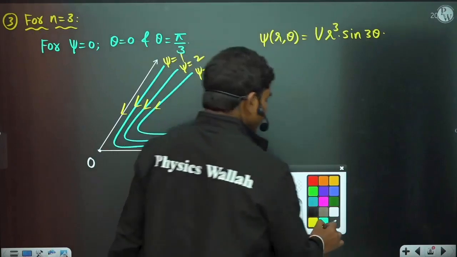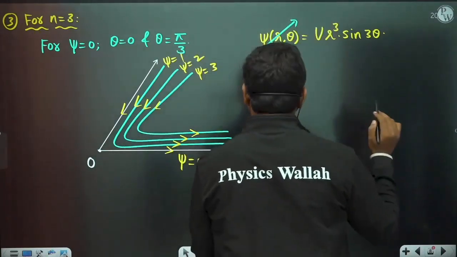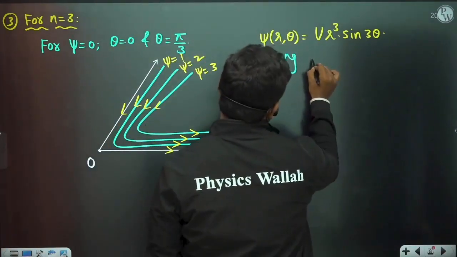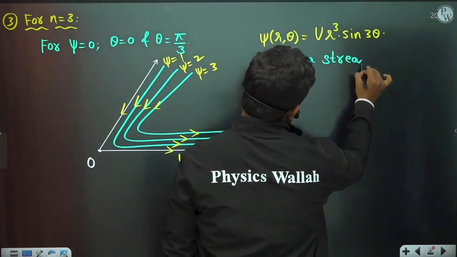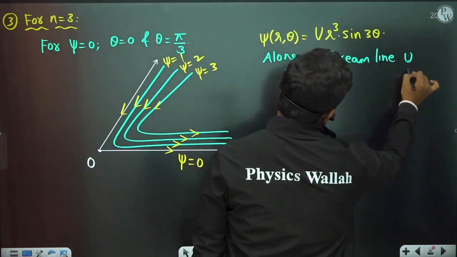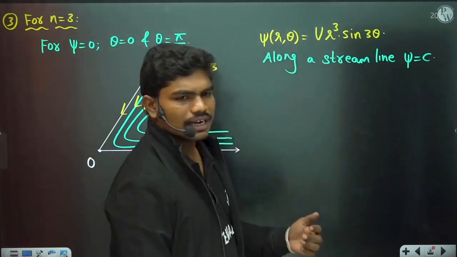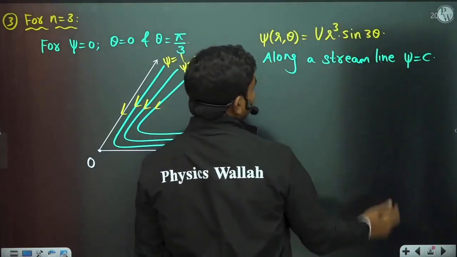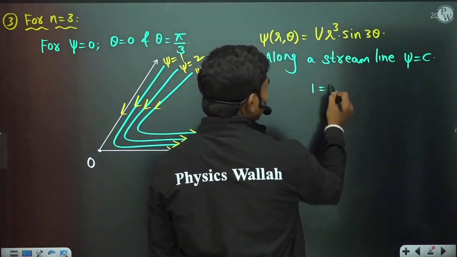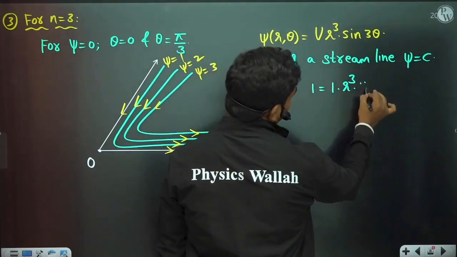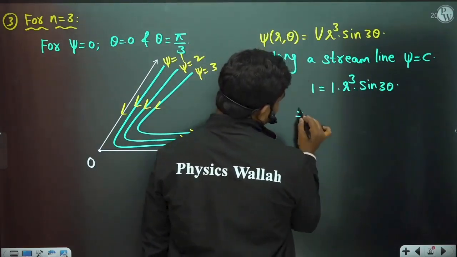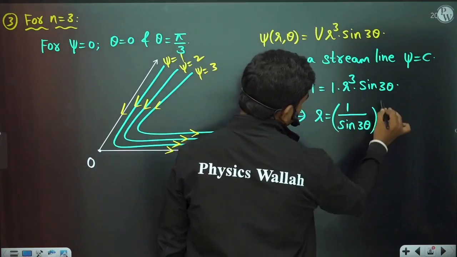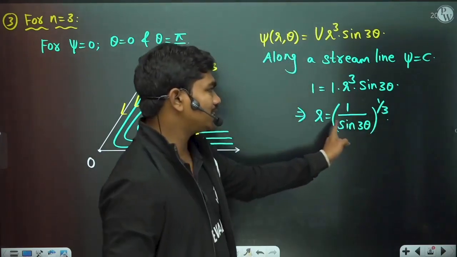Look, along a streamline this value is constant, correct? So along a streamline psi is equal to constant. I just want to show you why this shape of line comes out. Now let us suppose, for example, psi is equal to 1, constant along the streamline, and u is also 1. Then we have 1 is equal to r cube into sine 3 theta. So this implies r is equal to (1 by sine 3 theta) whole power 1 by 3. Correct? So this is the function, r of theta is given by this value.